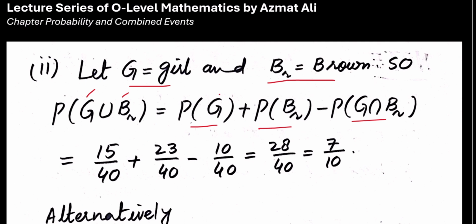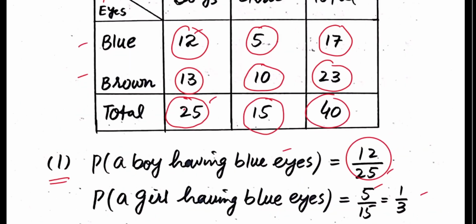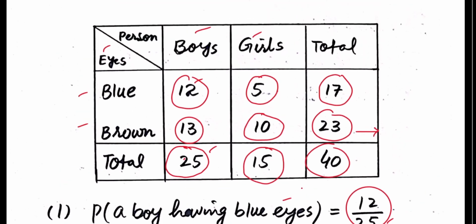What is the probability of a girl? There are a total of 40 students and out of these 40 there are 15 girls. Brown eyes: there are a total of 40 students and out of these 40 there are 23 students who have brown eyes. From the table you can observe that this row represents the candidates who have brown eyes. So these are the 23 out of 40.